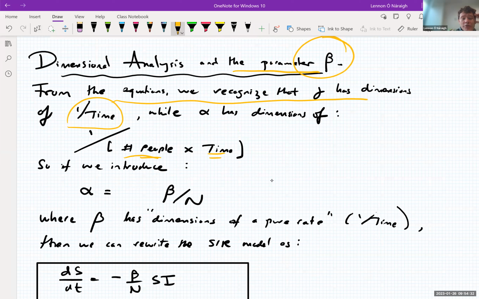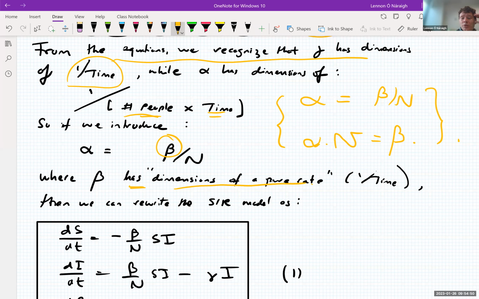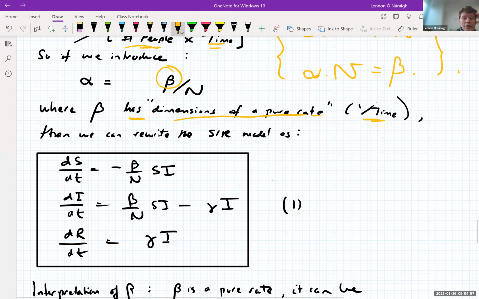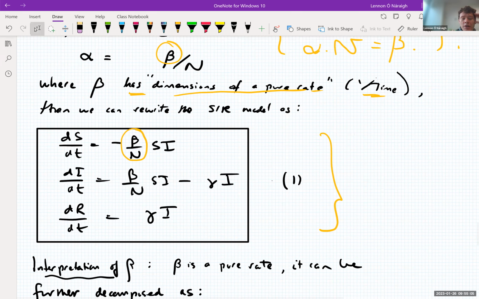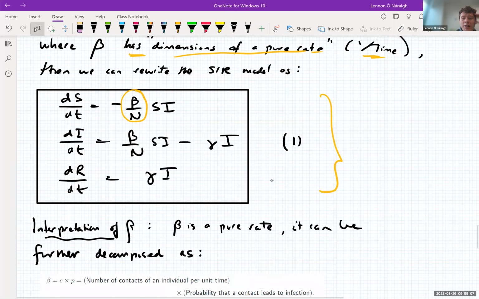So then if we introduce beta such that alpha times N is equal to beta, in other words, alpha is beta over N, then this constant beta has dimensions of a pure rate. It's a 1 over time. And so wherever I see an alpha, I will now write beta over N. So I'd like to rewrite the SIR model with beta over N. And this is somehow the standard form of the SIR model. And as I said, beta is a pure rate.